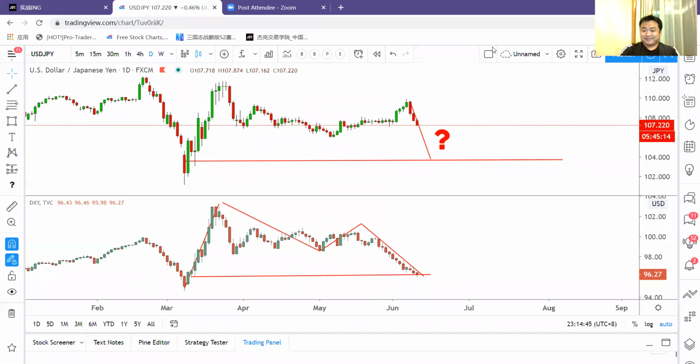What's your view? Okay, good. So with this, bear this in mind, to remind yourself, if you want to buy the dollar yen, where is the best point? It could be 104, okay?